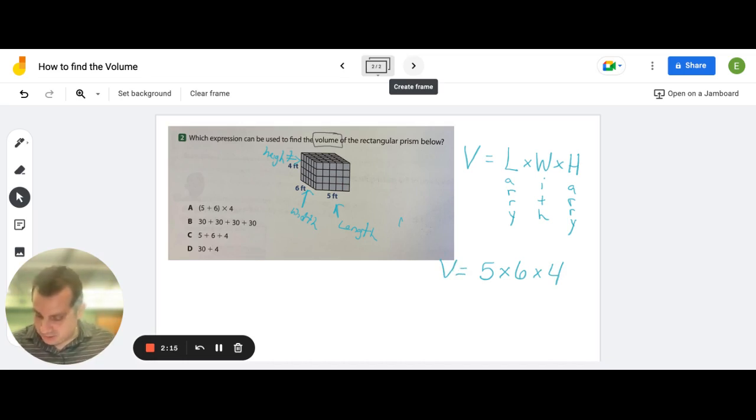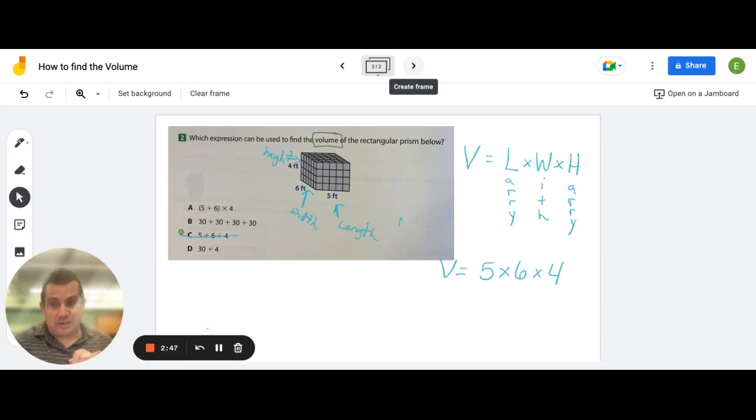But if we look at our 4 choices here, I don't see 5 times 6 times 4. I see a couple distractors, okay? I see a couple answer choices here that whoever made this test wants me to pick. Like, look at C. I see a 5, a 6, and a 4. But it's 5 plus 6 plus 4. When we're finding the volume, are we adding our dimensions? No. So the first thing I could do here is I'm going to cross that out.